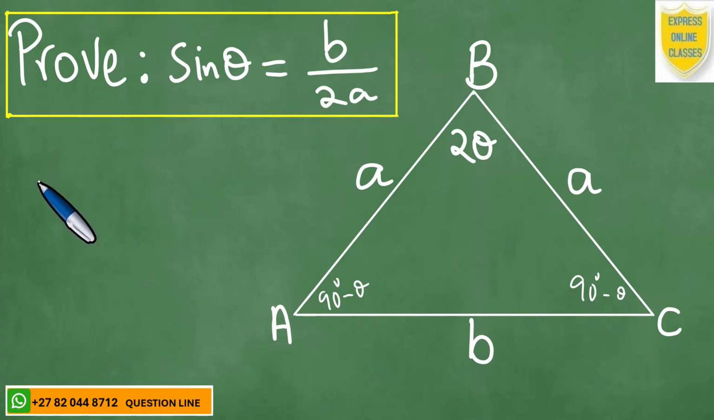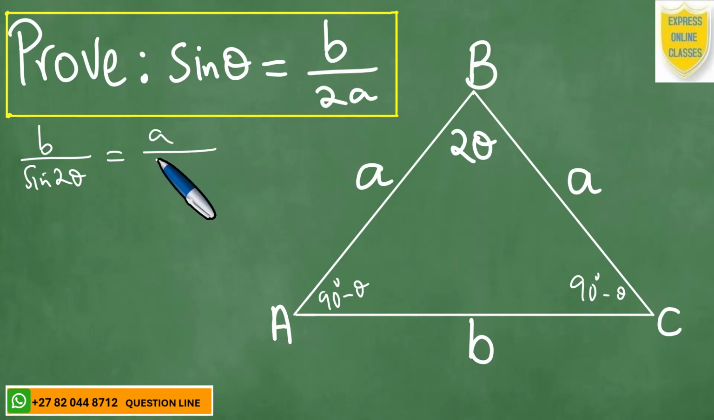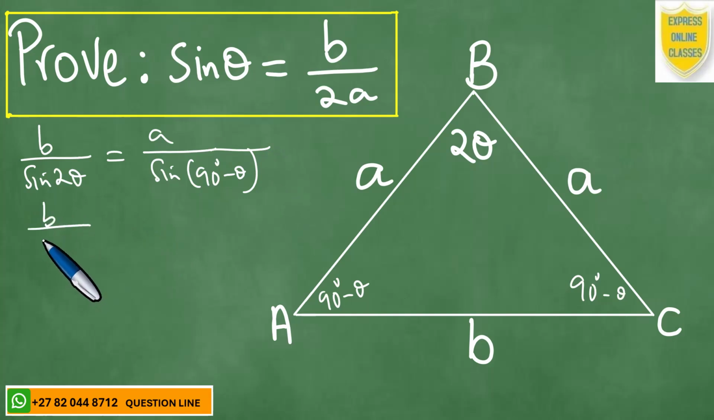And so now at this point, we can actually be in a position to say in this particular triangle, we have b divided by the sine of 2 theta, which is a divided by the sine of 90 degrees minus theta. And so this is the same as what exactly? So it is b divided by the sine of 2 theta, which is a divided by the cosine of 2 theta, because the sine of 90 degrees minus theta reduces to this in terms of reduction formulae.